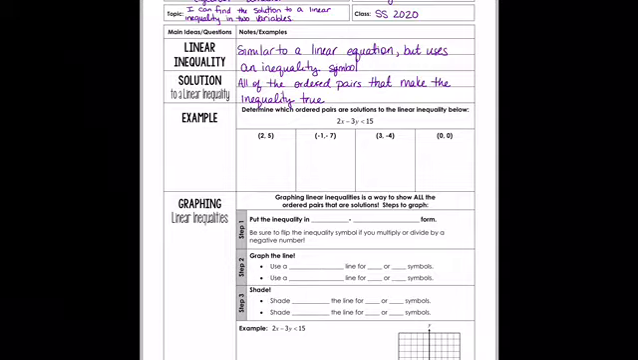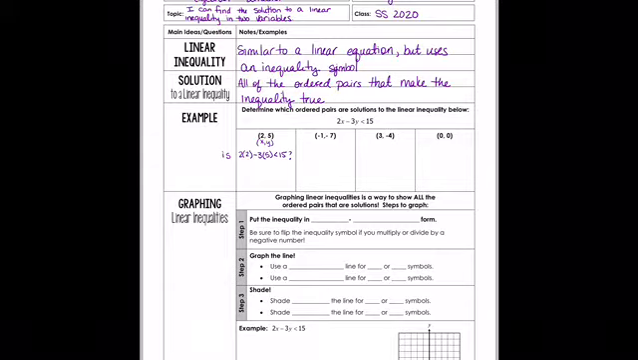So to determine which ordered pairs are solutions to the linear inequality, we want to take our ordered pair, remember that this is an x and a y, and we want to plug that into the equation. So we would take 2 times x, which is 2, minus 3 times y, which is 5, is less than 15. And really what we're asking is, is that true?